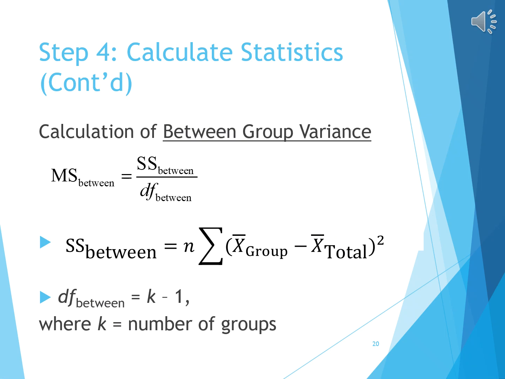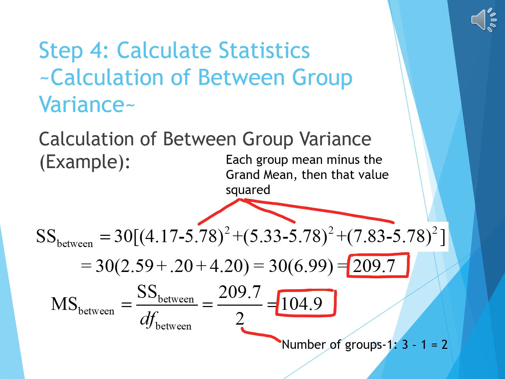Then you add each of those three samples together. We'll show you that on the next slide. Degrees of freedom between are much easier. You just take the number of groups and subtract 1. So what that's going to look like for us is basically you have 30 people in each of these groups. Then you multiply that by the sum of those differences of the group means and the grand means squared.